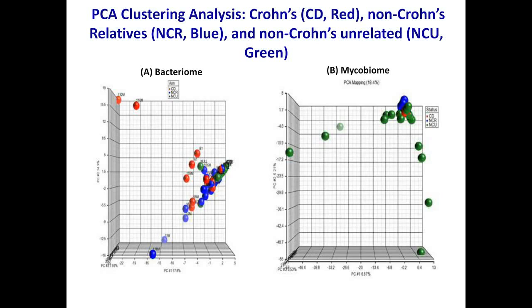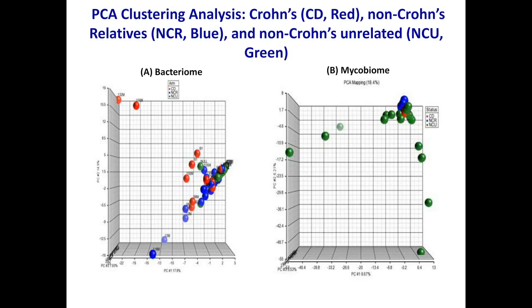Now, this is the PCA, the clustering analysis, and you can see the bacteriome. Blue is the relatives with no disease, red is with CD in the same family, and NCU, which is the green, are not related, living in the same area as I mentioned, but they are healthy people. Really, the striking thing is when you look at the microbiome in particular, you will see the blue and the red are very close and clustered together.